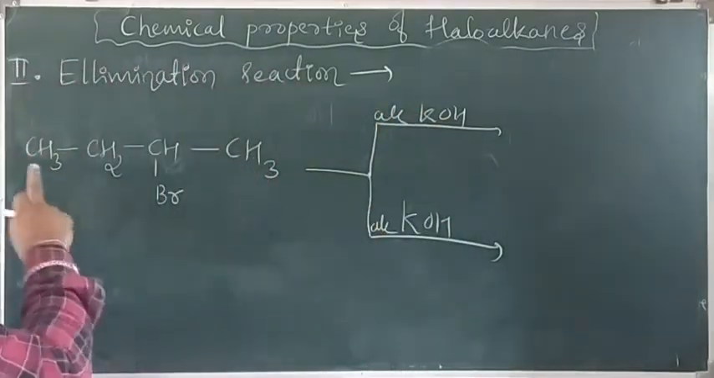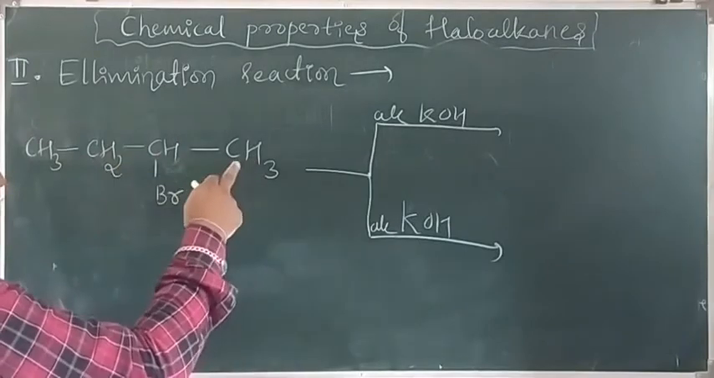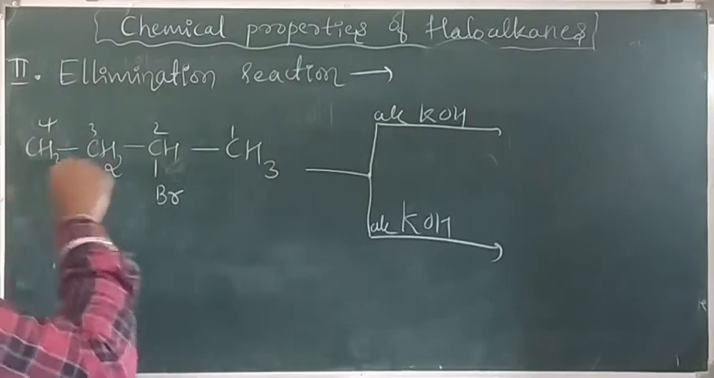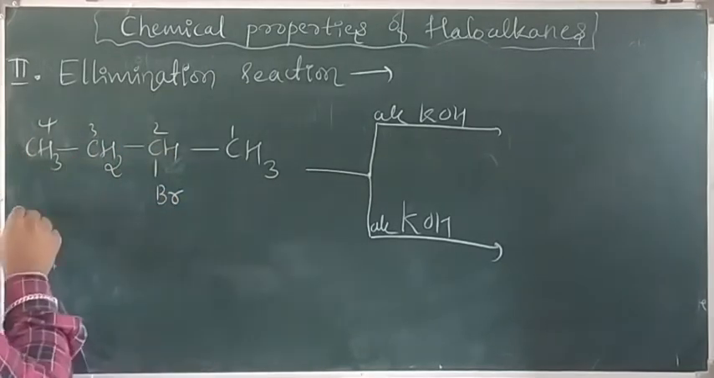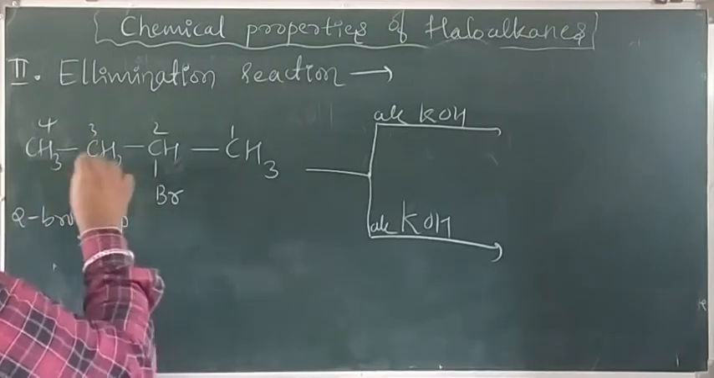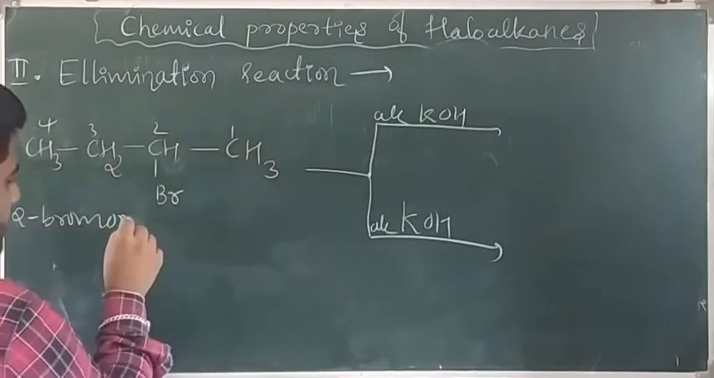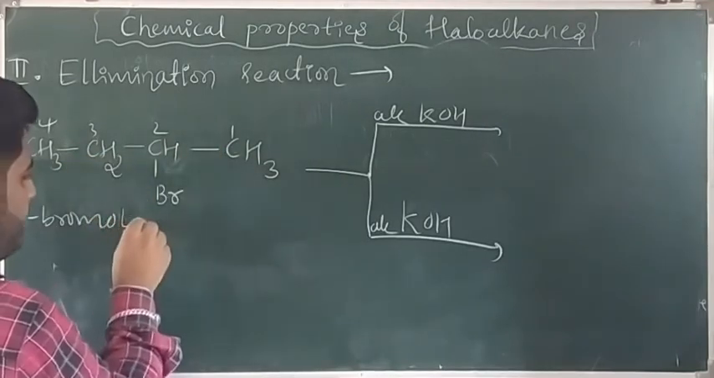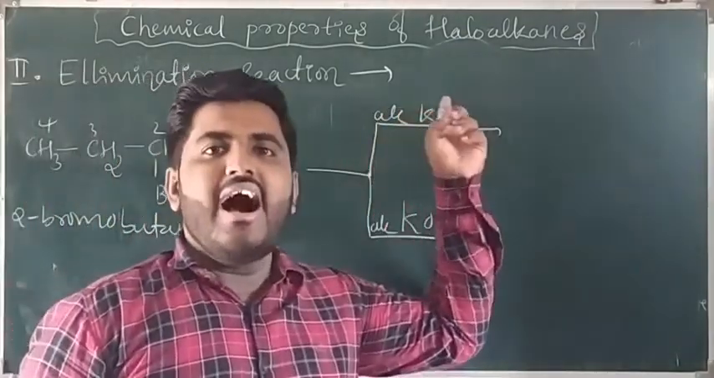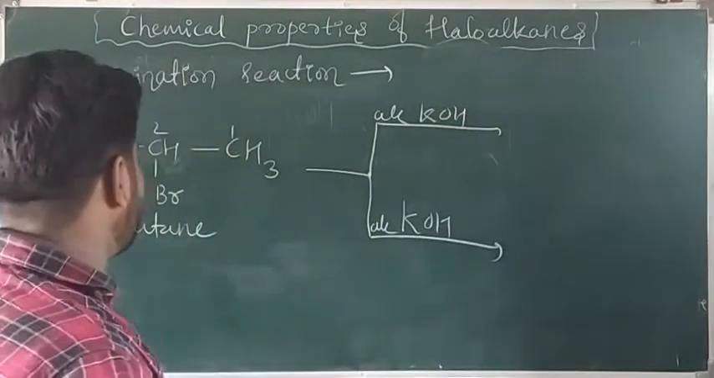So this is nothing but, look at it, 1, 2, 3, 4. You name it like this: 1, 2, 3, 4. At the second position we have bromine. So what is the name? 2-bromo. All are single bonds. 1, 2, 3, 4, with but-ane, butane. 2-bromobutane. If you take 2-bromobutane and add alcoholic KOH, what is formed?